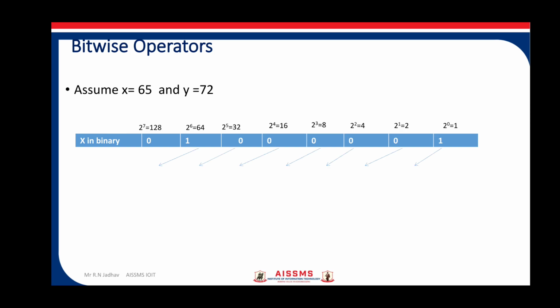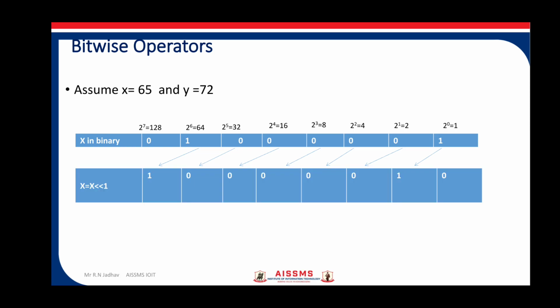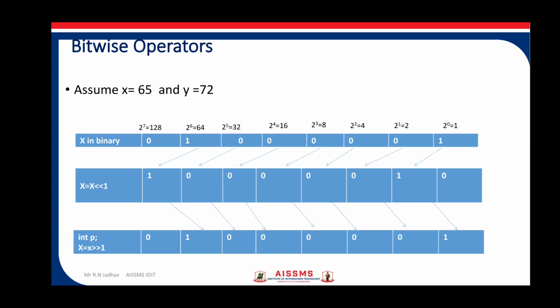Now suppose I want to shift this x to the left by 1 bit. Each bit will be shifted to the left by 1 position in this way. So x left shifted by 1 will have a new value like this, where each bit is shifted to the left by 1 position, and the LSB is filled with 0. Again, if we right shift this value by 1 position, each bit will be shifted to the right by 1 bit position, and you can restore the original value of x, that is 65.